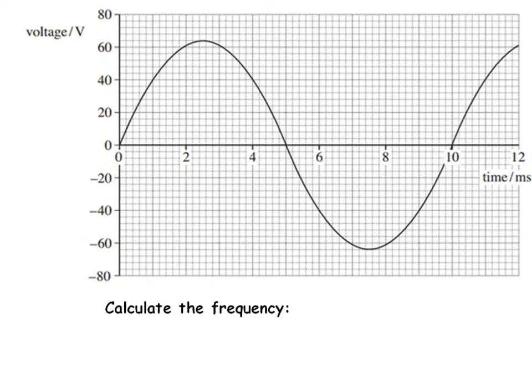So looking at this waveform, you're asked to calculate what the frequency is. The frequency is the number of cycles per second. So what you need to do from this question is calculate the time it takes for one cycle, and then you can convert that into the number that you can have in an actual second. The time it takes for one cycle is effectively like measuring the wavelength on the oscilloscope here. So you're looking at this distance here, and you can see in this one the time period is 10 milliseconds.